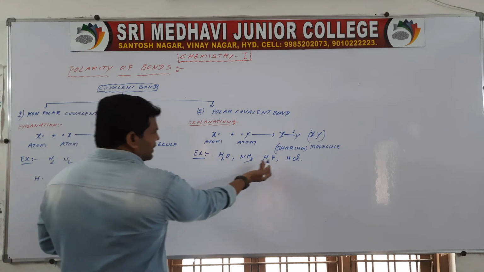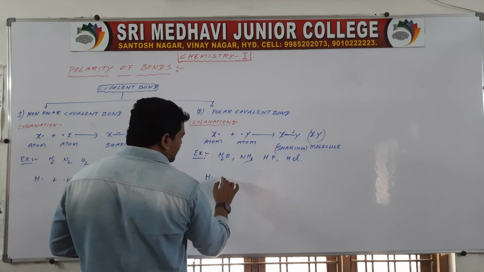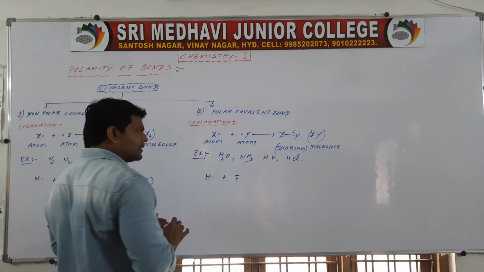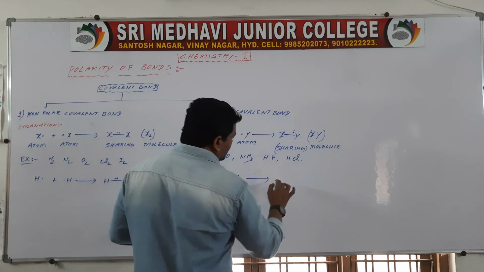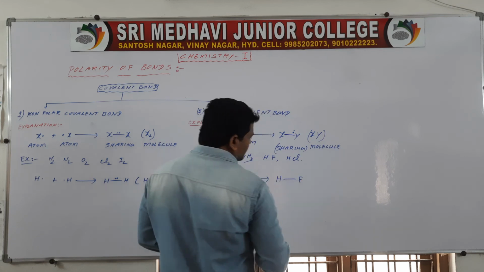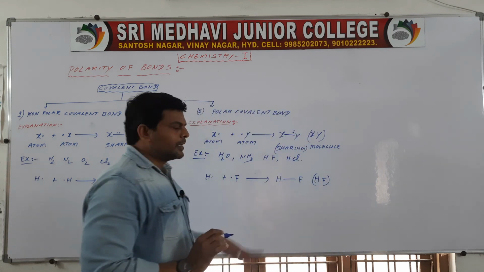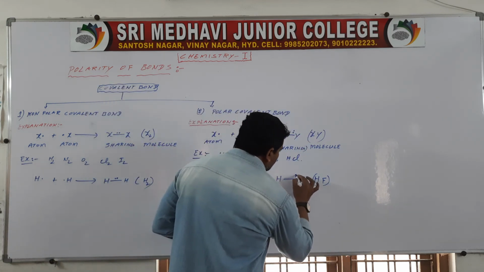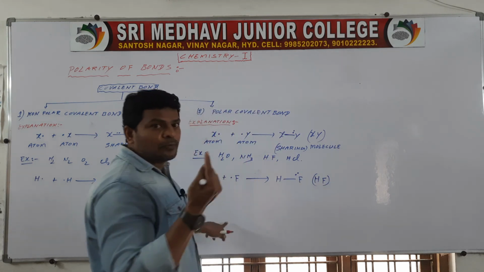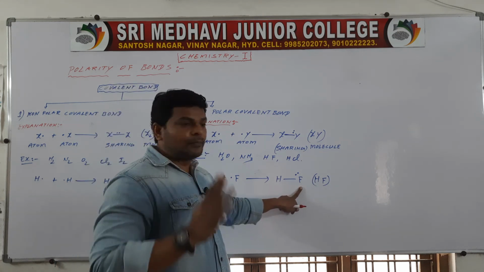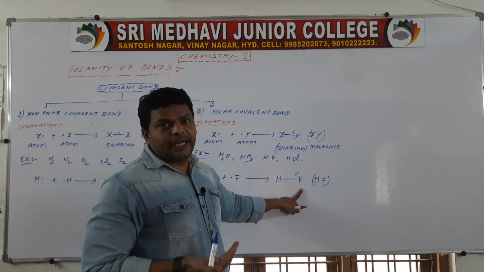So if you take HF, hydrogen having one electron plus fluorine donating one electron, then sharing takes place. Due to sharing, the HF molecule is formed. Here the electron pair is nearer to the fluorine atom. Why? Because hydrogen's electronegativity value is 2.1, and fluorine's electronegativity value is 4. Due to high electronegativity value, it attracts the electron pair towards its nucleus.